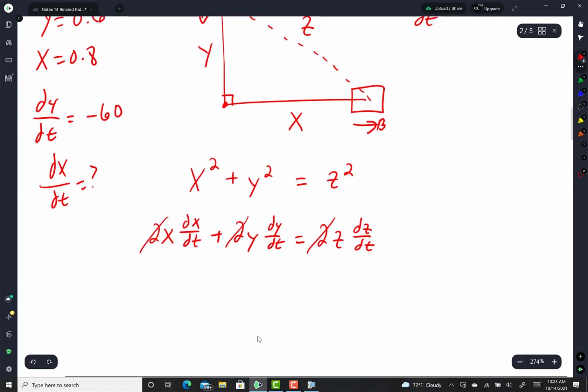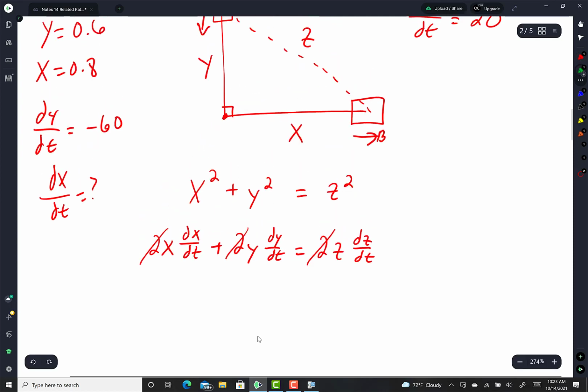All right. Look, guys, you have everything you need. I like to actually plug it in now. You have x. You don't know dx/dt. That's what we're looking for. You have y. You have dy/dt. You have z, but not directly. And you have dz/dt.